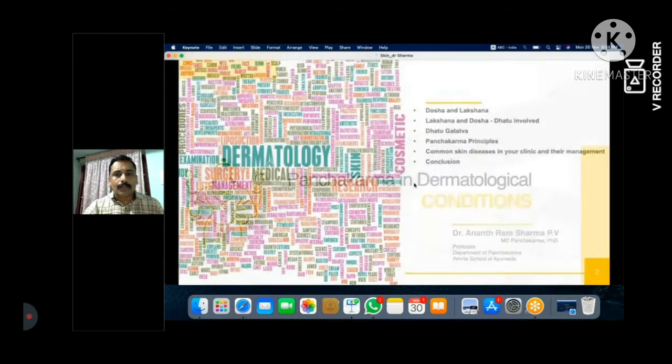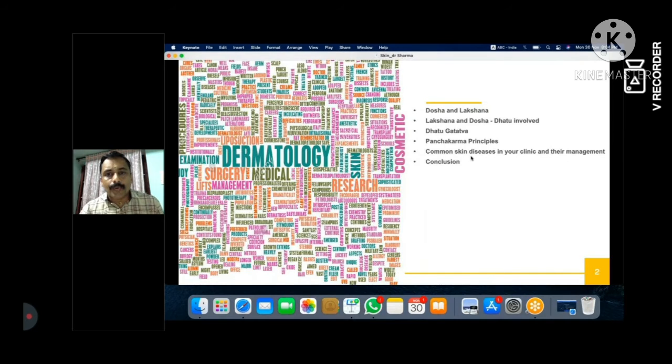And proceed to the presentation. So I will take you to some of the basic understanding of the various Kushta conditions mentioned in Ayurveda. In that, the dosha and related lakshanas, the dhatugatatva of the doshas, the doshas and their implications in the lakshanas, and the principles of Panchakarma. Some of the common skin diseases which come to your clinic and their management through Panchakarma, some of the shamanaushadis, and conclusion.